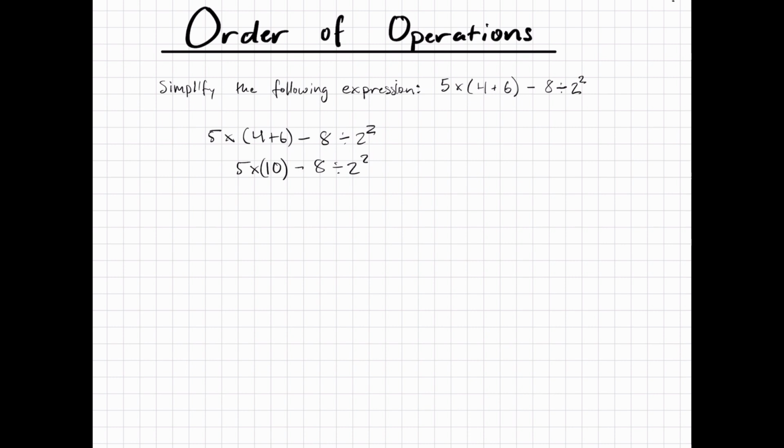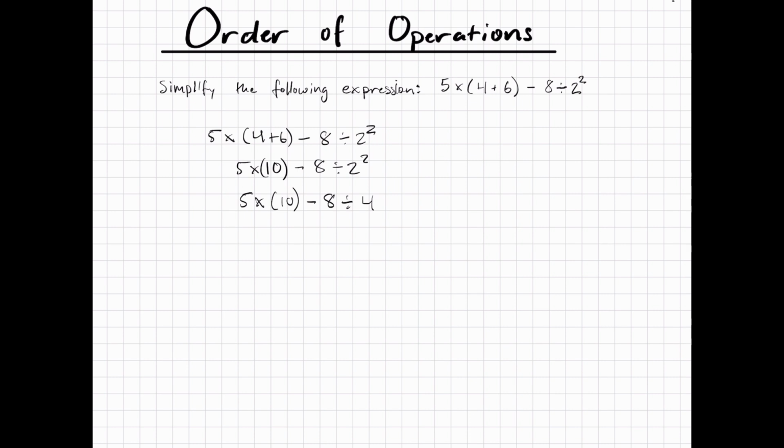What's next? PEMDAS, E, exponents. Okay, I see an exponent right here. So what is 2 squared? 2 squared is 4. So keeping everything else the same, we have 5 times 10 minus 8 divided by 4. Okay, we've done that. Now let's do the rest of PEMDAS.